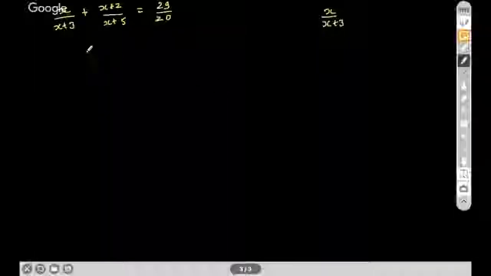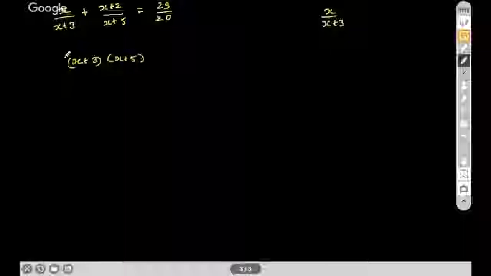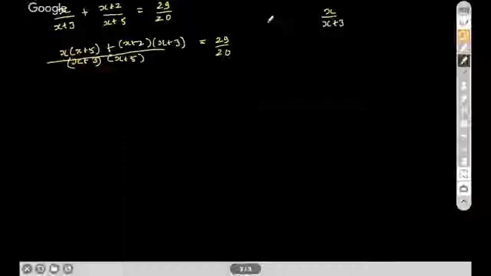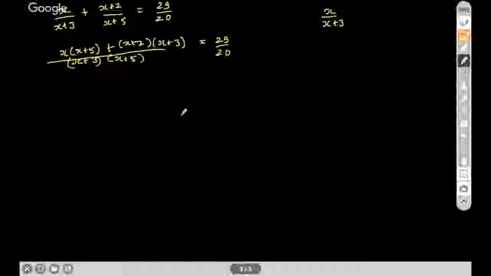How? Let us take the LCM. The denominator is x plus 3 times x plus 5, and the numerator is x times x plus 5 plus x plus 2 times x plus 3, and this is equal to 29 upon 20. Guys, 29 is a prime number, and the moment you see a number like 29, there's a thought in the mind that it will be difficult to multiply with 29. So be very, very cautious.